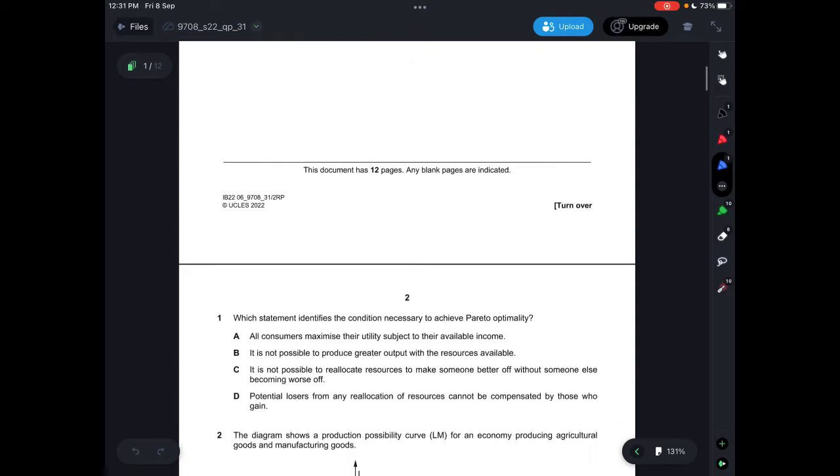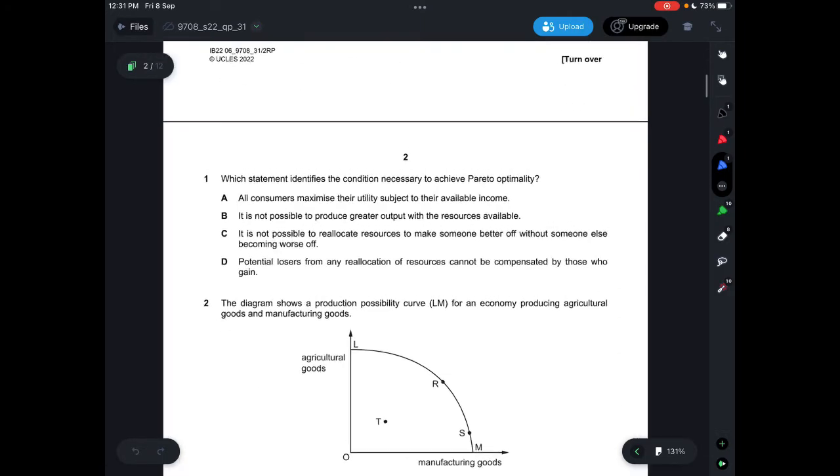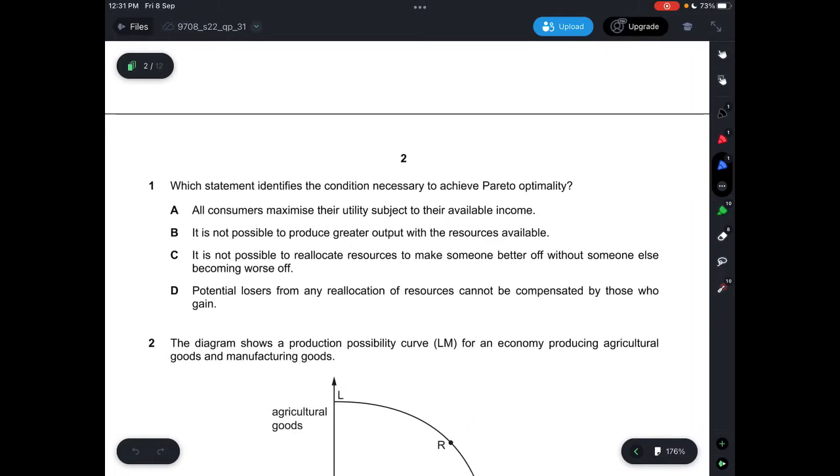Alright, let's start. For the first question, it says, which statement identifies the condition necessary to achieve Pareto optimality? Pareto optimality is basically when there's no way that someone is made better off without making someone else worse off. So let's look at the four options here and see which one is correct.